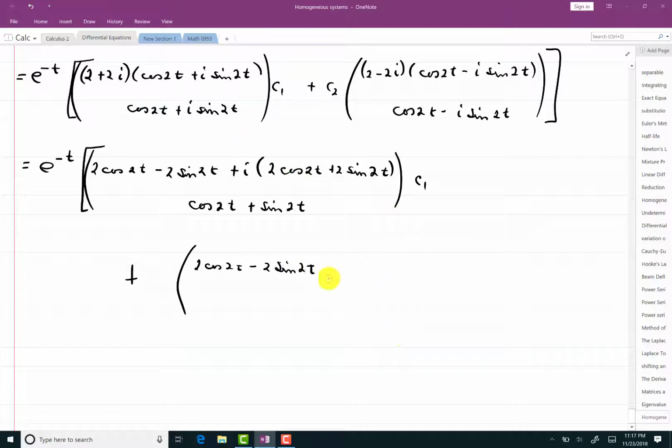And then for the imaginary part, I'll first have negative 2i cosine of 2t, and then I'll have negative 2i sine of 2t. So what I could have done here was left that as a negative and have 2 cosine of 2t plus i sine of 2t.